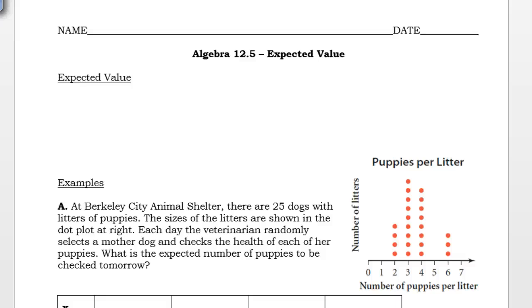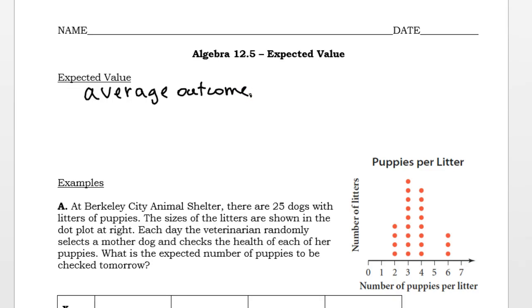This is Algebra Lesson 12.5, Expected Value. So, the expected value of a probability situation is like the average outcome, if you were to repeat a trial over and over and over and over again.